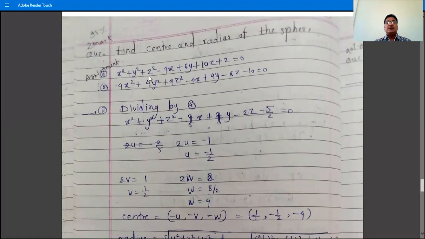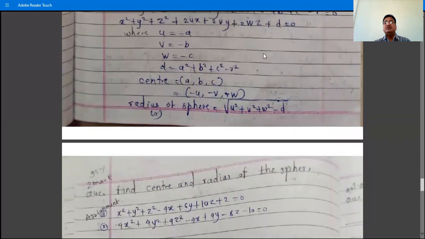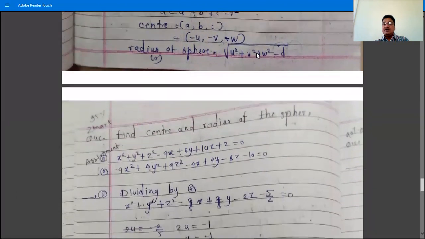That converts it to the general form: x square plus y square plus z square, since 4 by 4 is 1, minus 4 by 4 x, that is minus x, plus y, minus 2z, minus 5 by 2. 10 by 4 means 5 by 2. And then compare this equation with x square plus y square plus z square plus 2ux plus 2vy plus 2wz plus d is equal to 0.